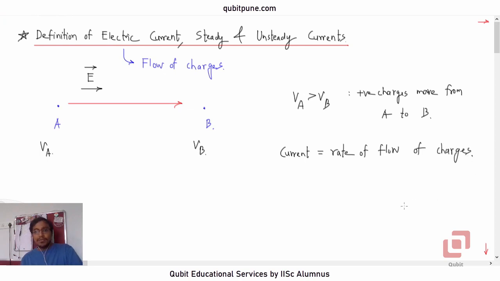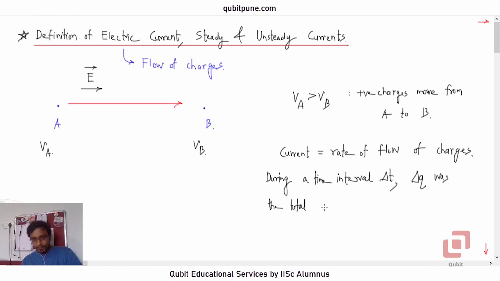Okay, so suppose during a time interval of delta t, delta q was the total charge flowing or flown. Then we define the current I as delta q by delta t.